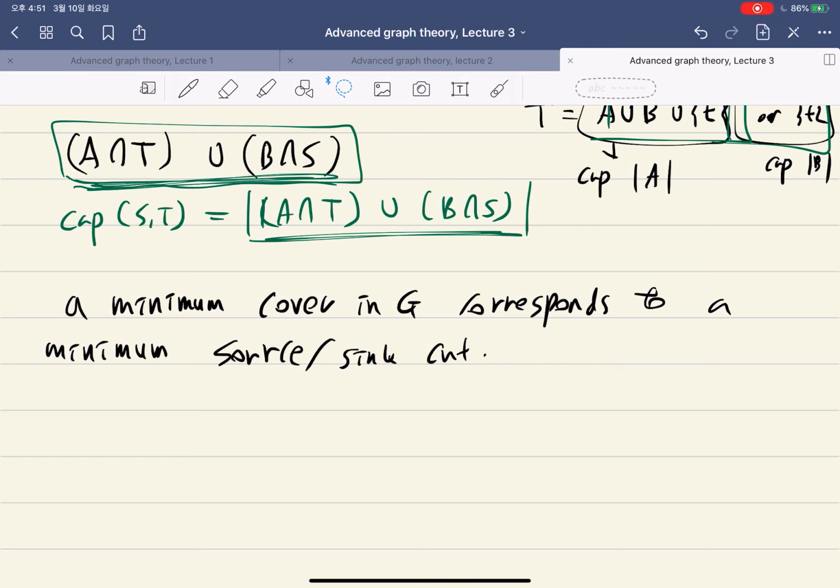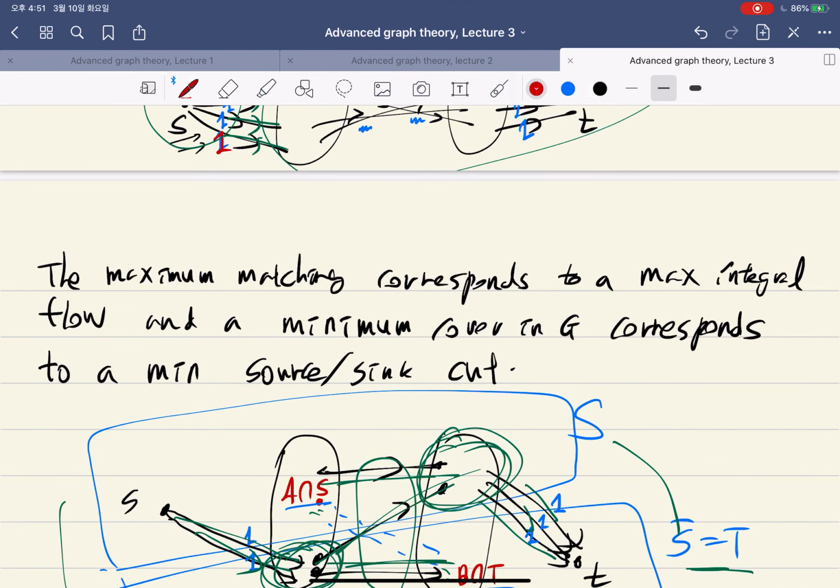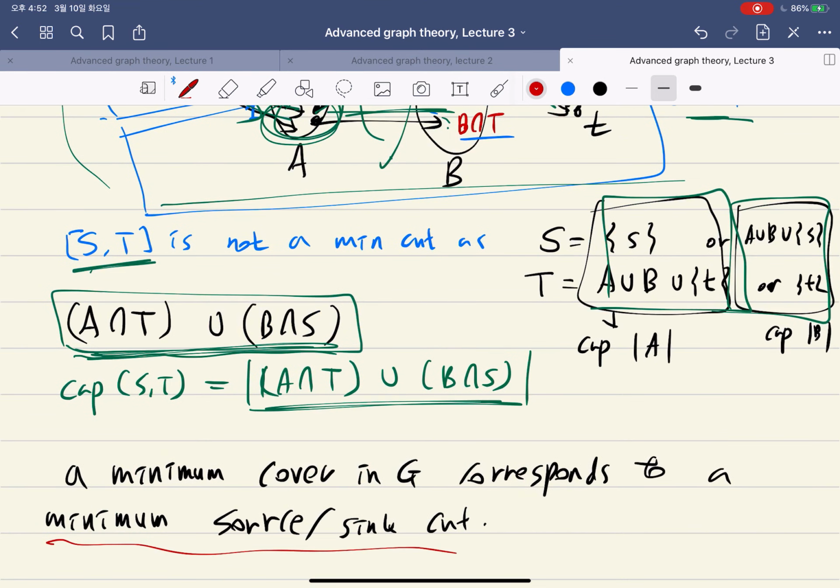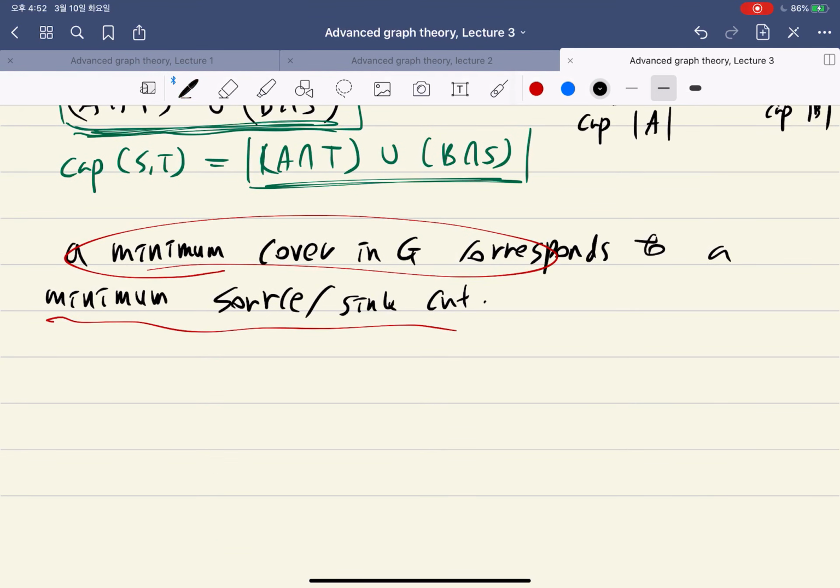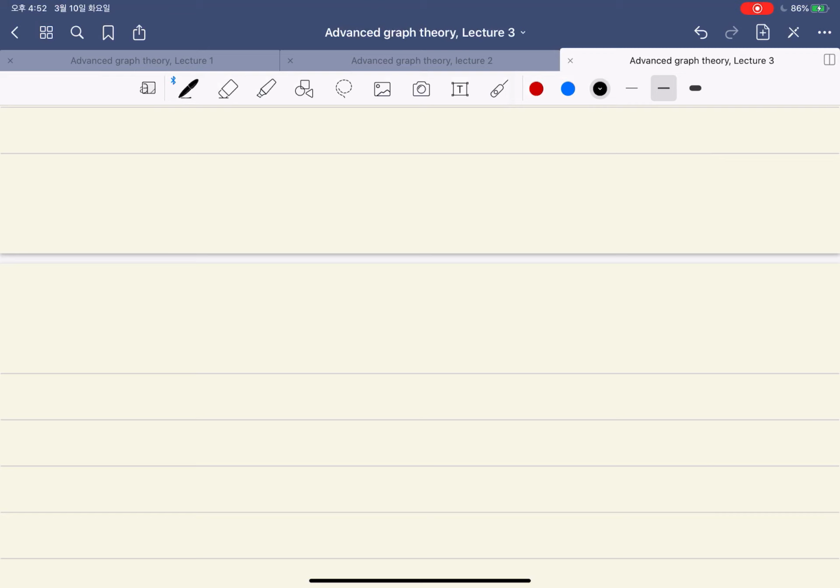So what do we know? By the max-flow min-cut theorem and then the flow integrality theorem, the size of the minimum source-sink cut is the same as the size of the maximum integral flow, which says that the maximum matching size is the same as the minimum vertex cover size. So this proves the theorem. So this proves the Koenig theorem. Using the max-flow min-cut theorem and flow integrality together is quite useful for us.